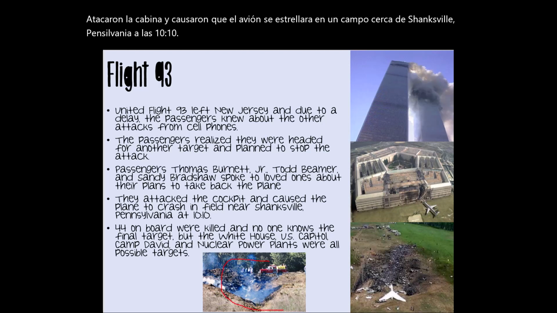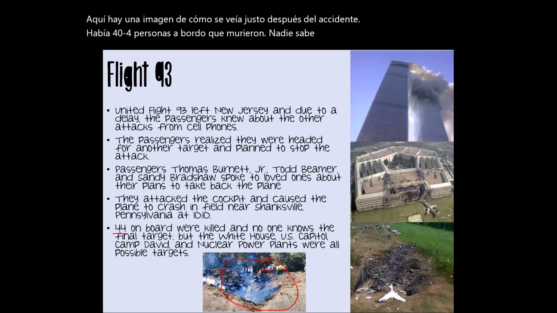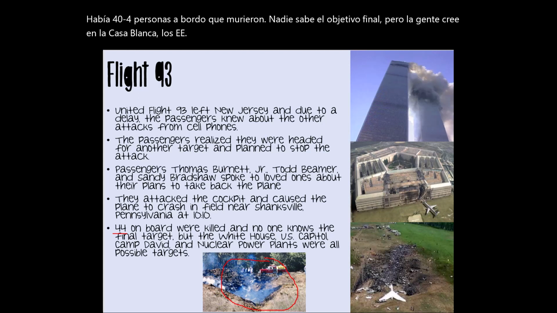Here's a picture of what it looked like just after the crash. There were 44 people on board that were killed. No one knows the final target, but people believe the White House, the U.S. Capitol, Camp David, and several nuclear power plants were all possible targets, but we can't be too sure.